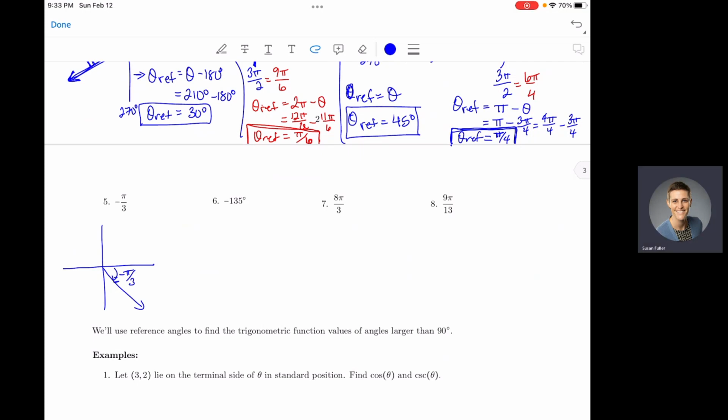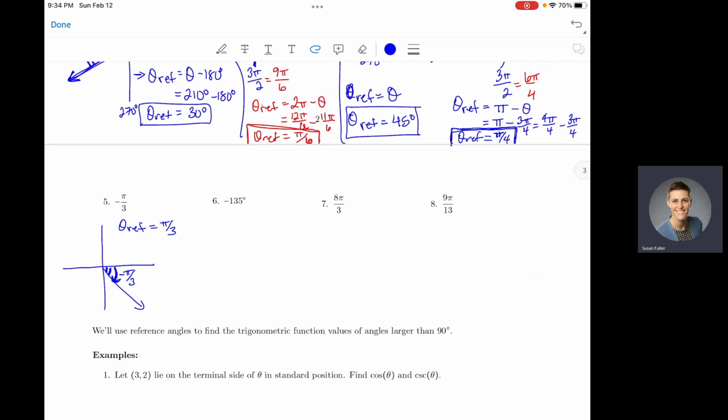Where's my reference angle? Well, my reference angle is going to be the angle here between my terminal side and the x-axis. So that's going to be the same size angle as I just rotated through, but your reference angle is always going to be a positive acute angle. So that means my reference angle here is going to be a positive pi over 3. It'll be the same size as what I just rotated through, but it's always positive and it's always acute.